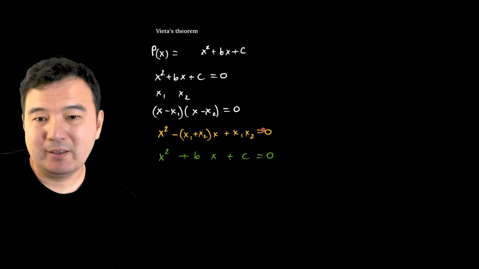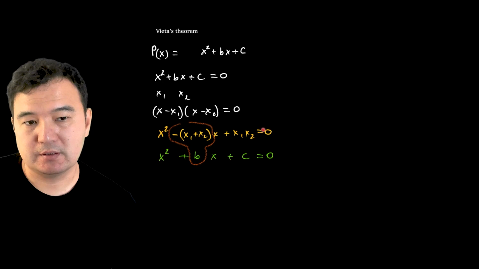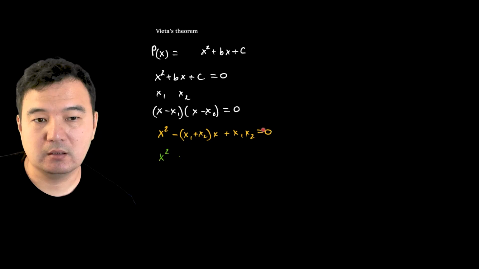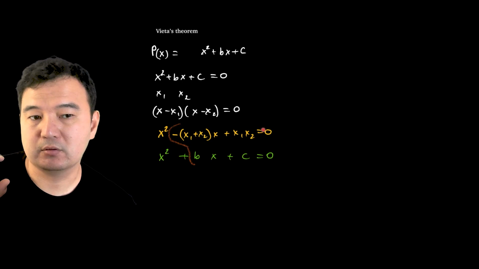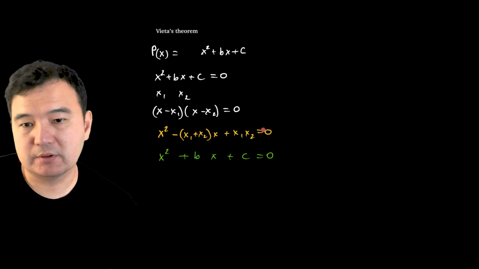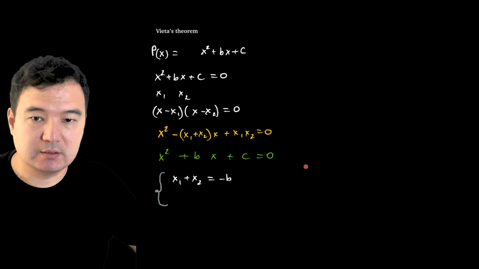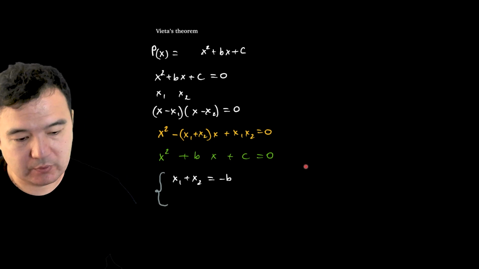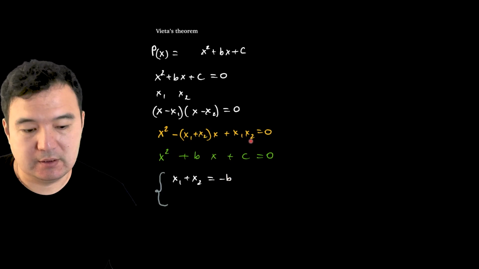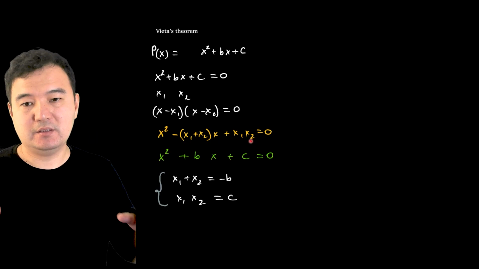We get Vieta's theorem by matching the coefficients: the coefficient in front of x, and then the free coefficient. They have to be equal. So if you write that out, we have the following system of equalities, which we call Vieta's theorem. The sum of roots x1 plus x2 is negative b, and the product of roots is c. And this idea can be easily generalized.